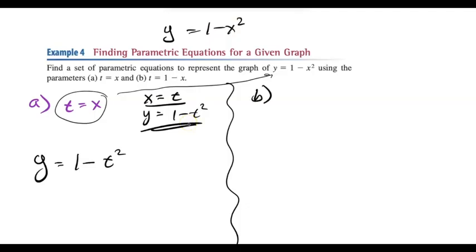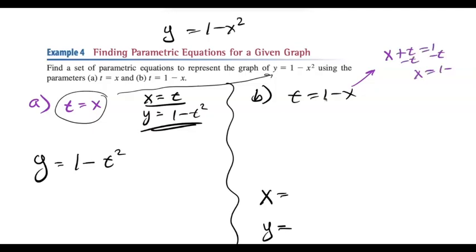Let's do b. In b, we're going to say t equals 1 minus x. So again, you can make whatever you want as the parameter. Once you set your parameter, then from there you have the base when you solve for x and y. We have to figure out what x and y are here. X is easy. Just go get your parameter and solve for it. We're going to add x to both sides, you get x plus t equals 1. And subtract t. x equals 1 minus t.